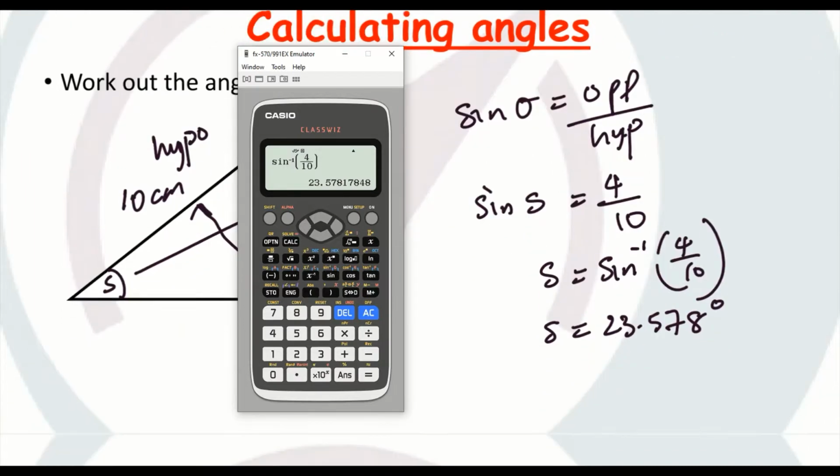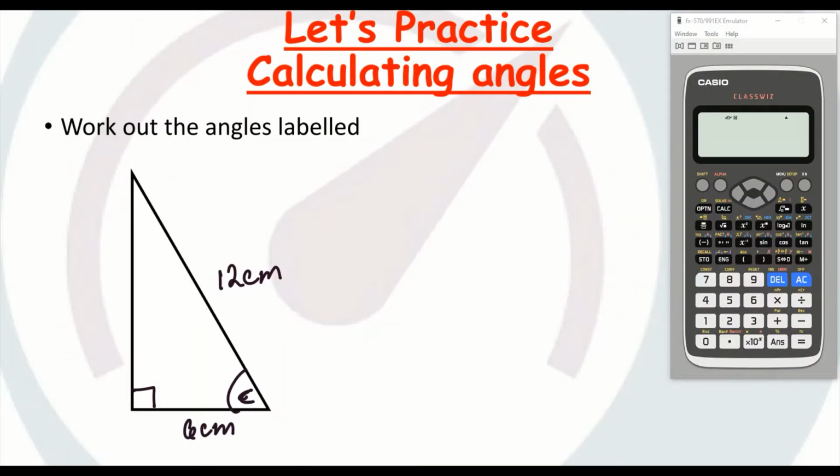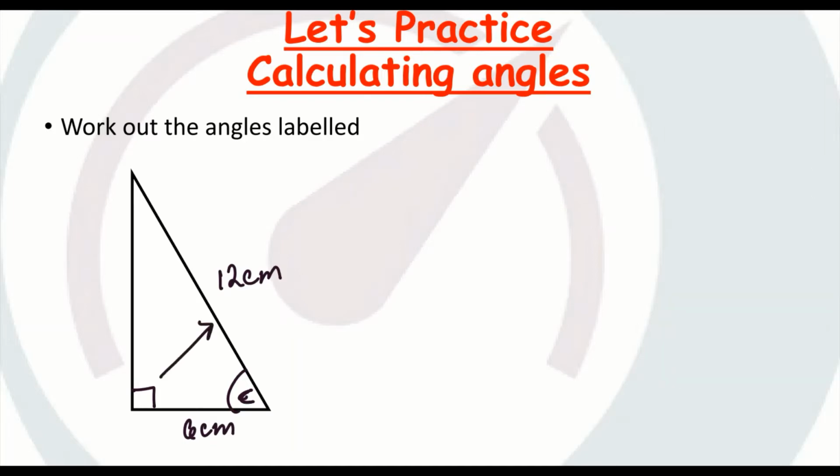Let's try another example. Alright, let's look at another example. Let's identify what sides we have. We have our hypotenuse, and we have our adjacent. So what trig ratio matches the adjacent and the hypotenuse?